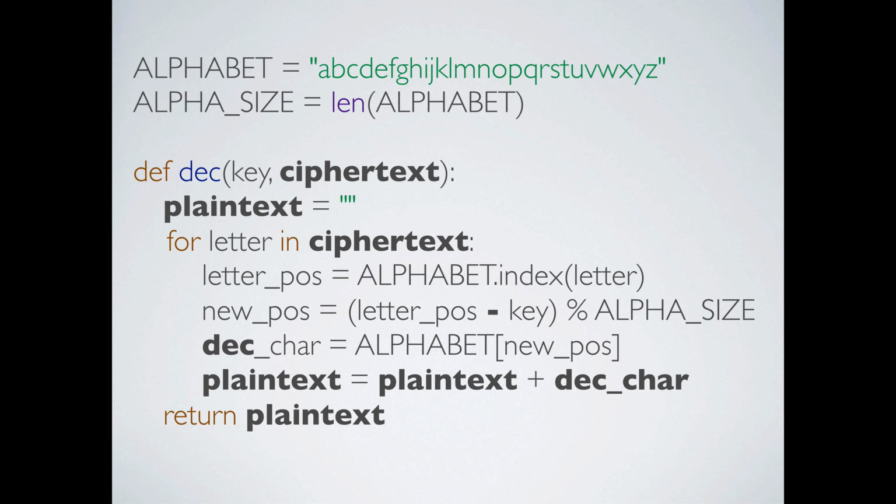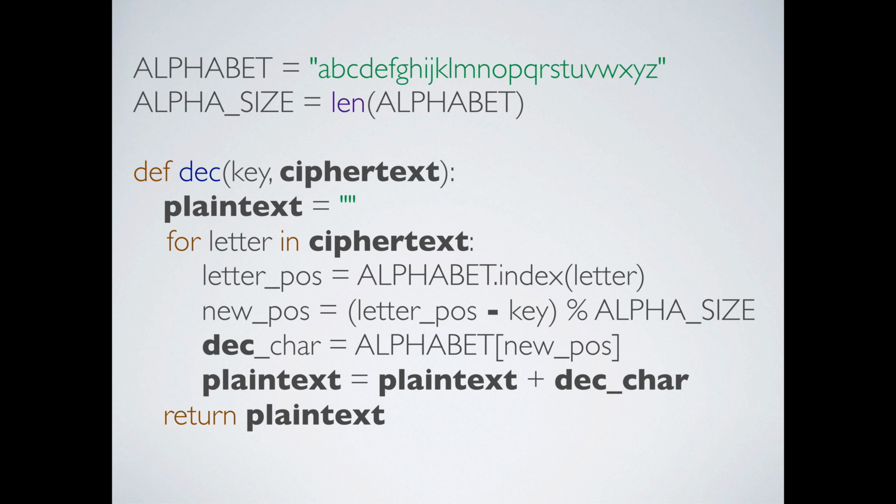So with encryption, we did letter position plus key mod alpha size. The reverse of that is basically just, instead of addition, you do subtraction, right? That's the reverse of addition. It's the opposite. So in this case with decryption, you'll take letter position, subtract the key, right? That's basically going backwards in our shift. And then you'll still do this mod, just in case you have wraparound stuff.